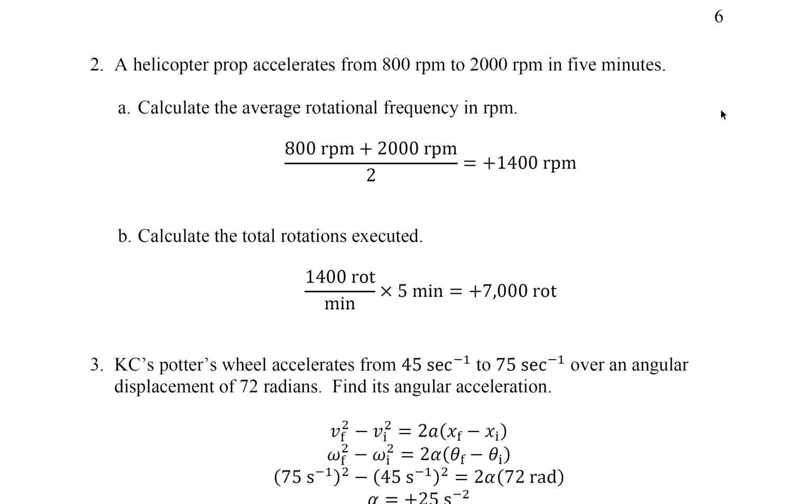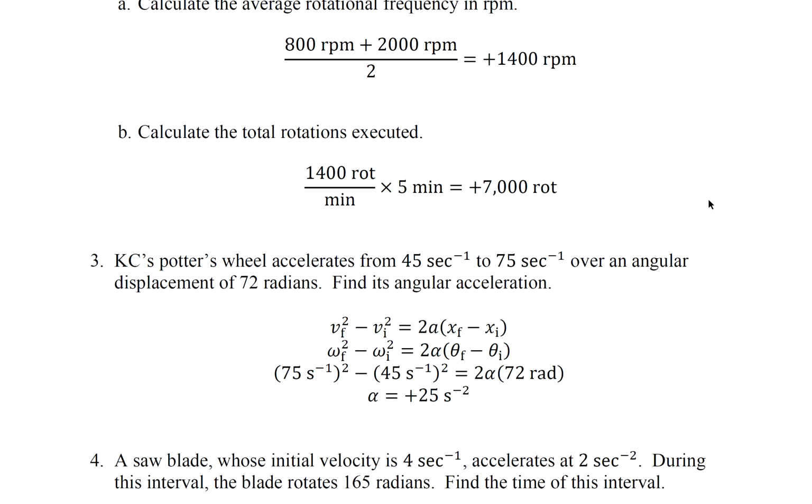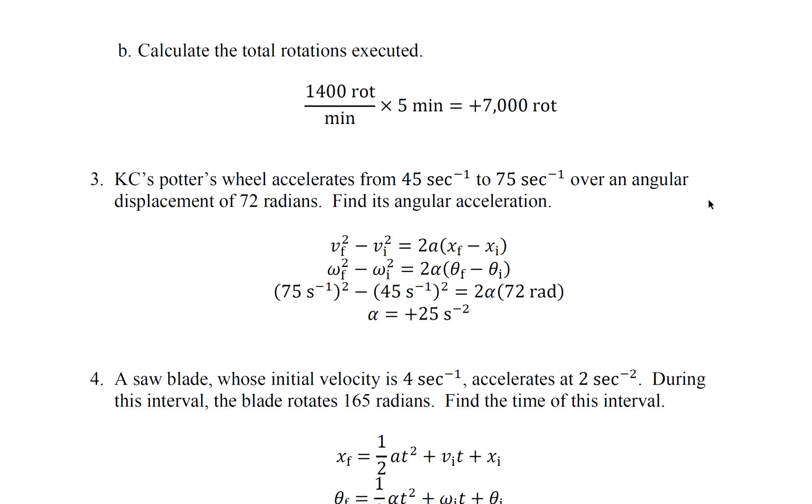Okay. A helicopter prop accelerates from 800 revolutions per minute to 2,000 revolutions per minute in 5 minutes. Part A, calculate the average rotational frequency in revolutions per minute. Part B, calculate the total rotations executed. Part C, Casey Potter's wheel accelerates from 45 rad/s to 75 rad/s over an angular displacement of 72 radians. Find its angular acceleration.